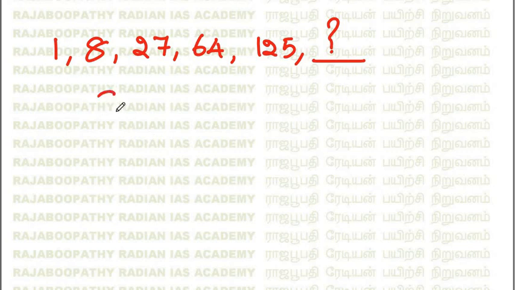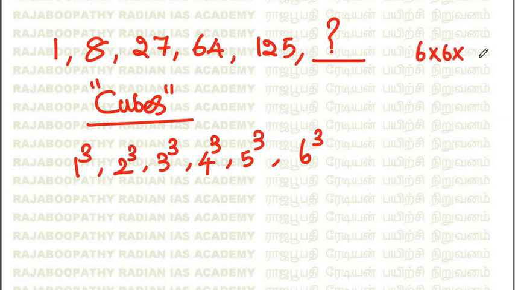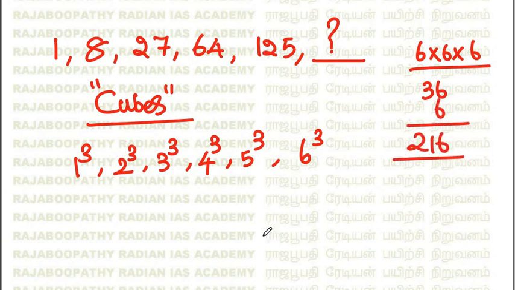These are all called cubes. We all know the perfect squares. This is cubic numbers. So what are cubic numbers? This is 1 cube, 2 cube, 3 cube, 4 cube, 5 cube. Therefore the last one is 6 cube. What is 6 cube? 6 into 6 into 6. 36 into 6. What is 36 into 6? 216.